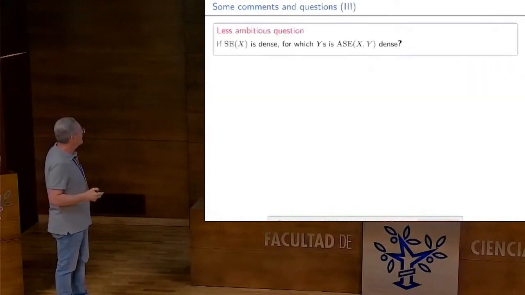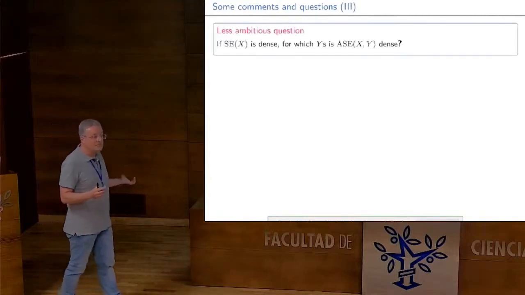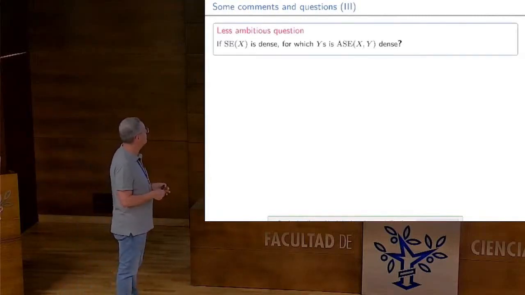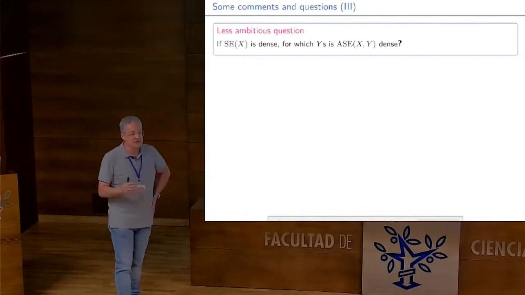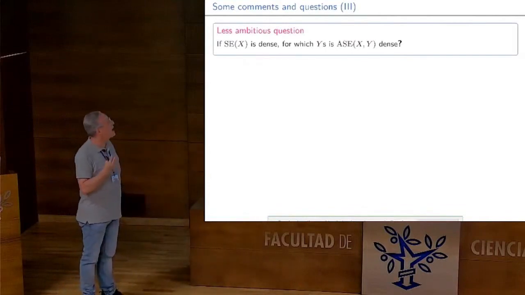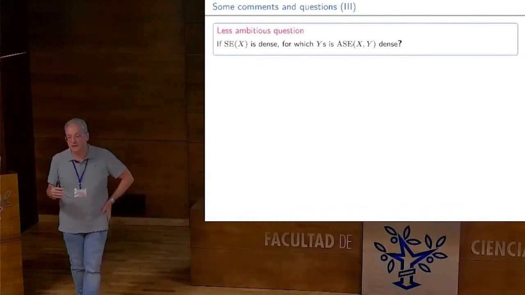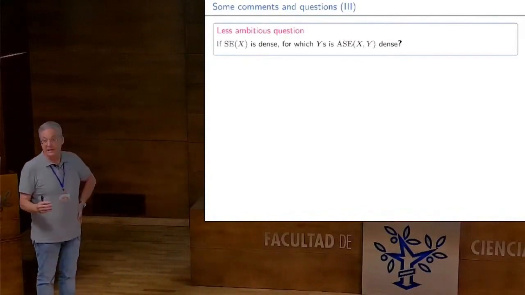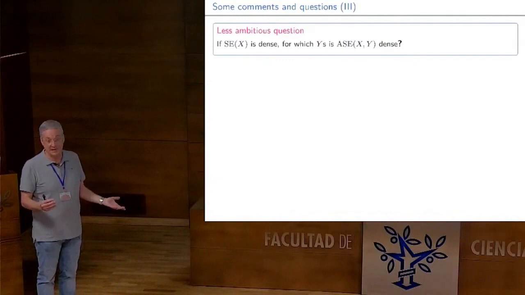But at least we can try to ask this less ambiguous question. If the set of strongly exposing functionals is dense, for which Y are the sets of absolutely strongly exposing operators from X to Y dense? This is what I'm trying to explain here.